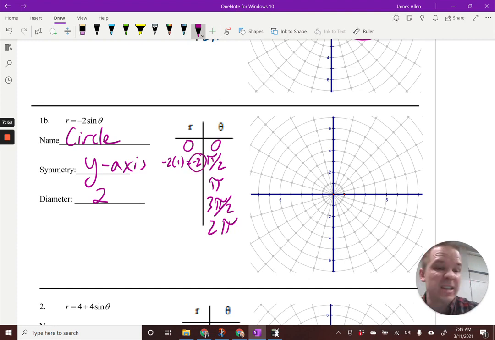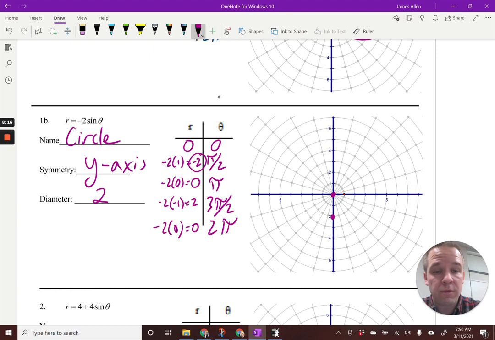So I'll go ahead and circle that because I'm going to plot that one. And then I can do the same thing for pi and the rest of them. All right. So there we go. We've got, let's see here, 0, 0, so I'll plot that. I got pi over 2 and -2, so if I go up and then I got to reflect back down to here. And then for pi, it's 0, so I'm back at the origin.